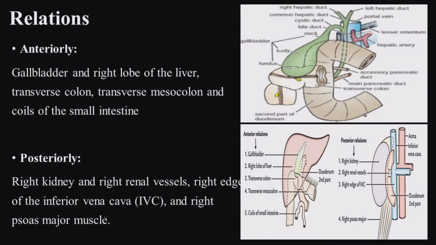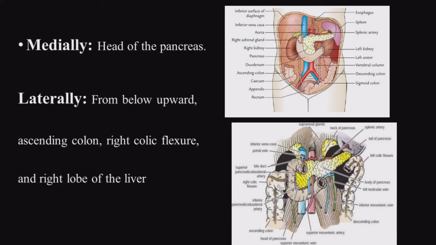Posteriorly, it is related with the right kidney and right renal vessels, right edge of the inferior vena cava and right psoas major muscle. Medially, this part is related with the head of the pancreas. Laterally, it is related from below upwards to the ascending colon, right colic flexure and right lobe of the liver.